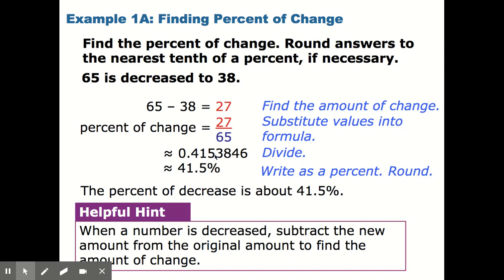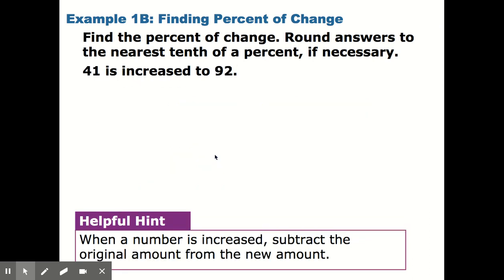Let's look at another example. Find the percent of change. Round answers to the nearest tenth of a percent if necessary. 41 is increased to 92. So we have to find the amount of change first. So we take the new amount and subtract the old amount. So it's 92 minus 41. You always want to subtract the smaller number from the bigger number, so we end up with a positive answer. So the change is 51. It's increased by 51.